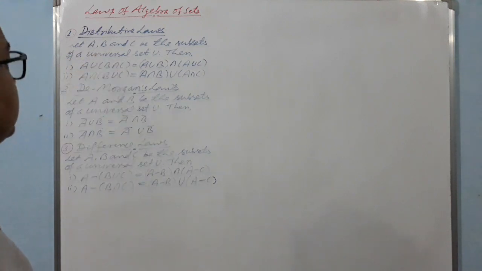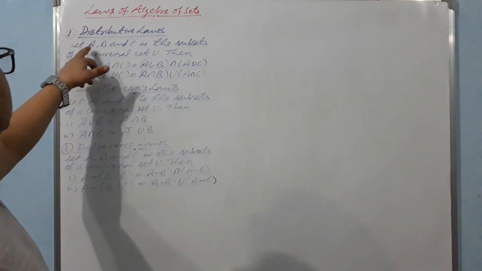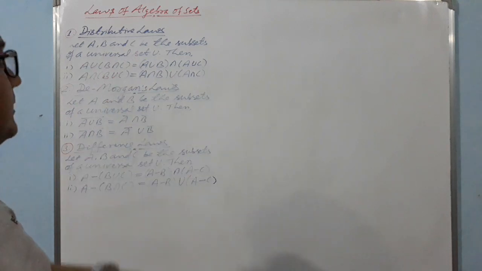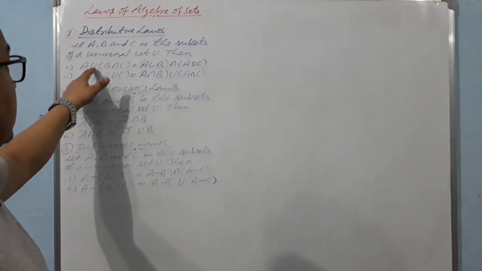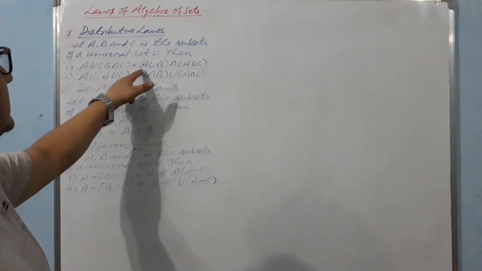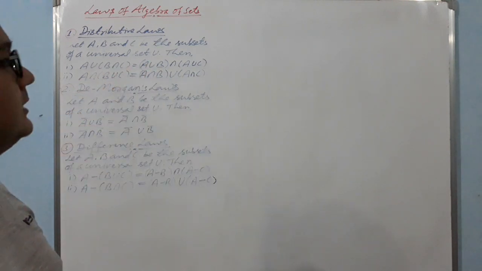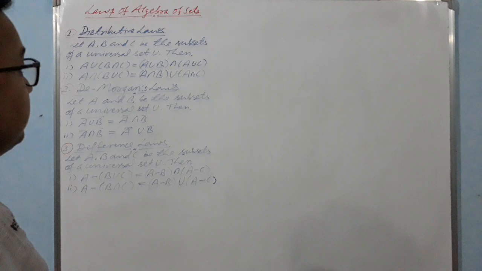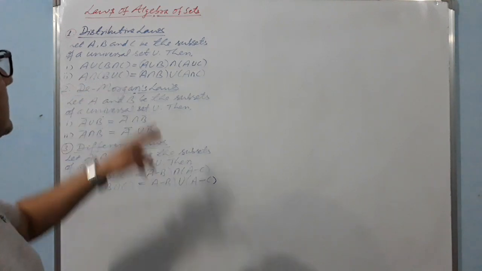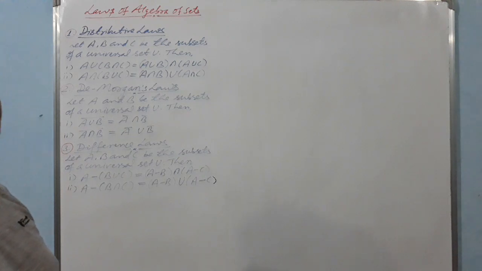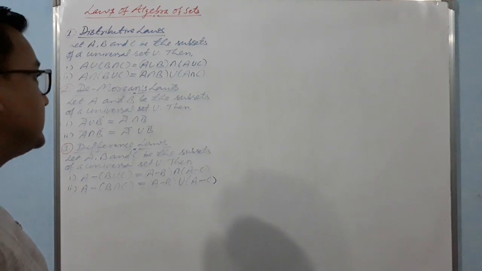What do you mean by the distributive laws? Distributive laws mean let A, B, and C be subsets of universal set U. Then A union (B intersection C) is equal to (A union B) intersection (A union C). And A intersection (B union C) is equal to (A intersection B) union (A intersection C).